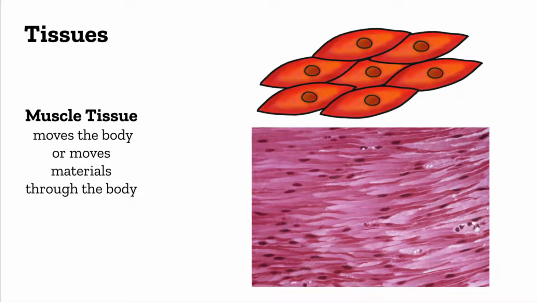Another type of tissue is muscle tissue. Muscle tissue controls what moves the body or moves materials through the body. The most common type of muscle we usually think about is what's called skeletal muscle, the kind that attaches to our bones and helps us move. But there are other types, like those muscles that make up our stomach and intestines and help move food through our body, and cardiac muscle, the muscle that makes up our heart and acts as a pump to help push the blood throughout our body.